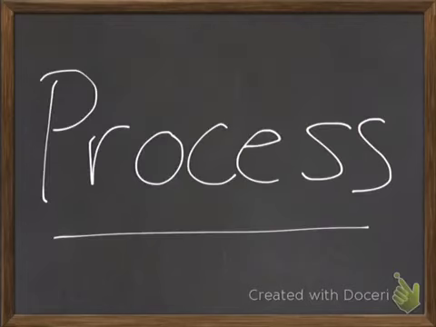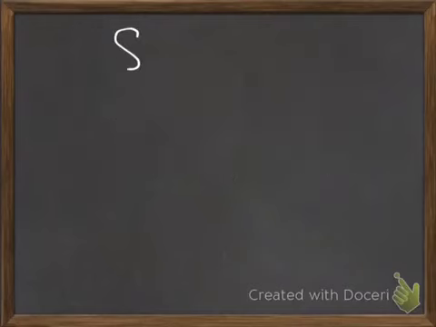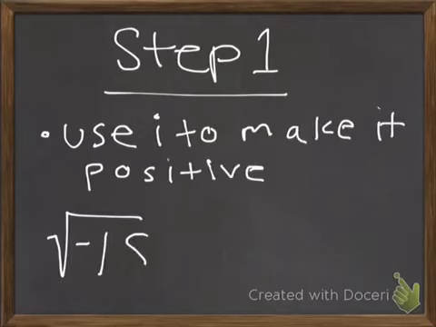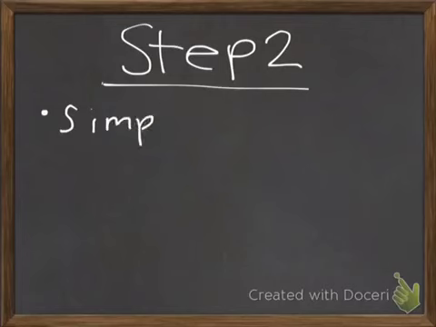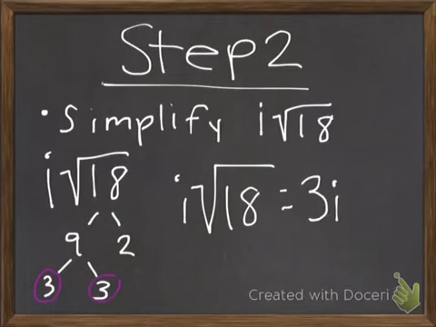Here is the process. We're going to use the example of radical -18. Step 1 is use I to make the radical positive. So radical -18 would become I radical 18. Step 2 would be to simplify I radical 18. So I radical 18 becomes 9 and 2. The 3's move out of the house, and I radical 18 would become 3I radical 2.